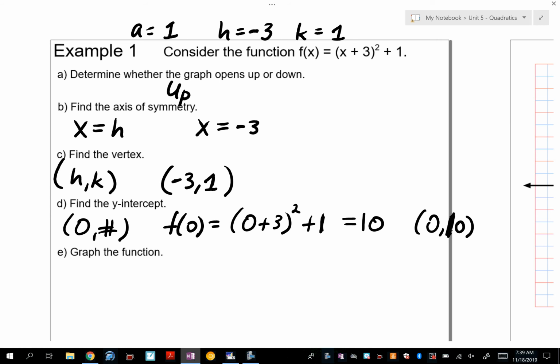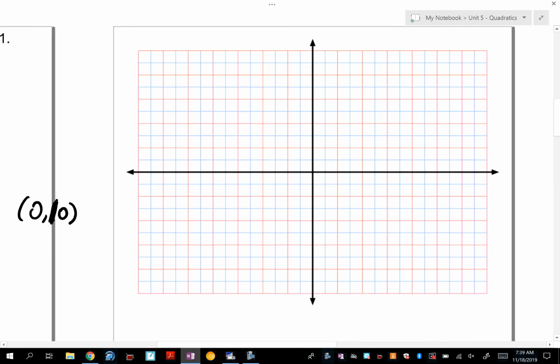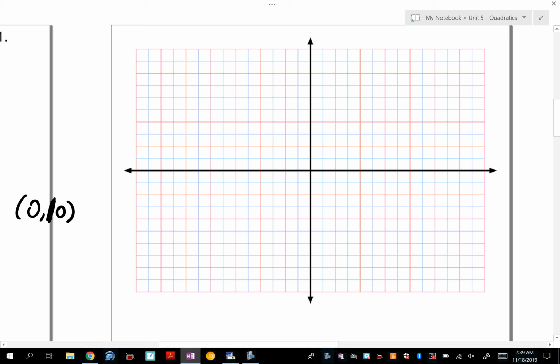Okay? Now, part E says to graph it. All right, so here we go. Let's graph it. You should have a slide right next to it that's ready to be graphed on. Okay? What was the vertex? -3, comma 1. So plot that first. Go to -3, comma 1. That's the vertex.